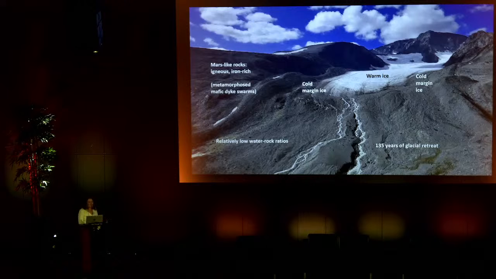There are relatively low water-rock ratios compared to a warm-based glacier, and this whole thing overlies fairly Mars-like rocks. They're igneous or lightly metamorphosed igneous mafic dikes. They're iron-rich rocks. And we have about 135 years of glacial retreat, revealing this quite large glacial outwash plain, which makes it easy for us to sample where warm ice used to rest against rock and where cold ice used to rest against the margins, these large lateral moraines.